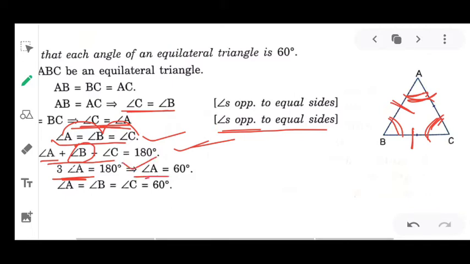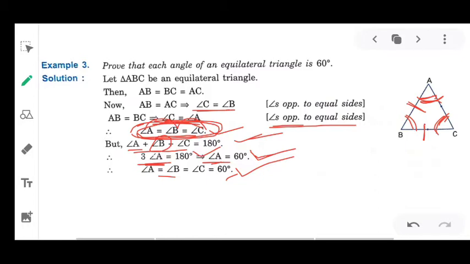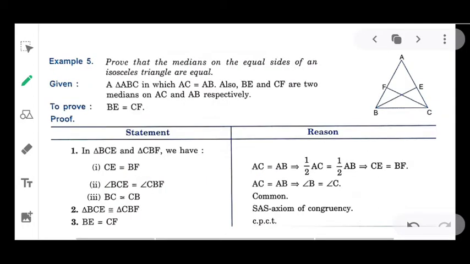So angle A will be 180 by 3 equals to 60 degrees, and angle A equals to angle B equals to angle C. So that's why angle A is 60 degrees. So angle A equals to angle B equals to angle C equals to 60 degrees. Clear?